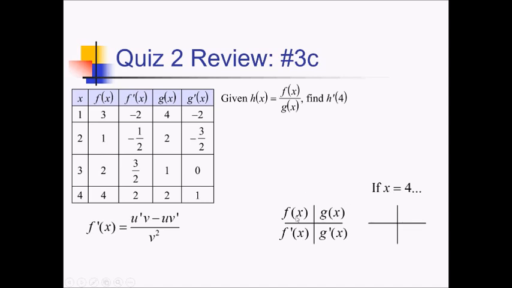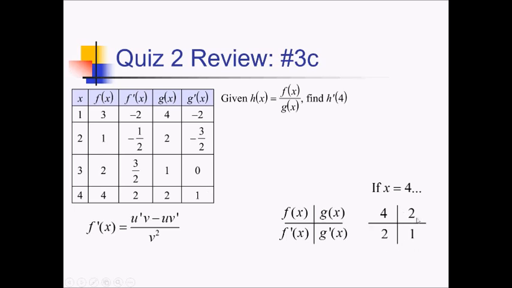Well, f of 4 in the table, that's going to be 4. G of 4, that's going to be 2 according to the table. F prime of 4 is 2. So these are all in the same row, which is kind of convenient. And then g prime of 4 ends up being 1.